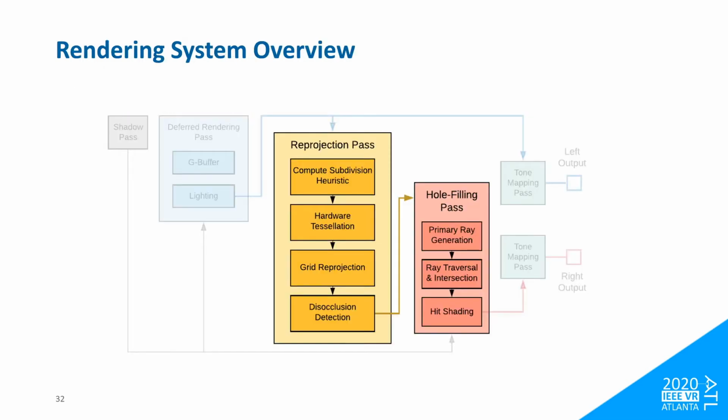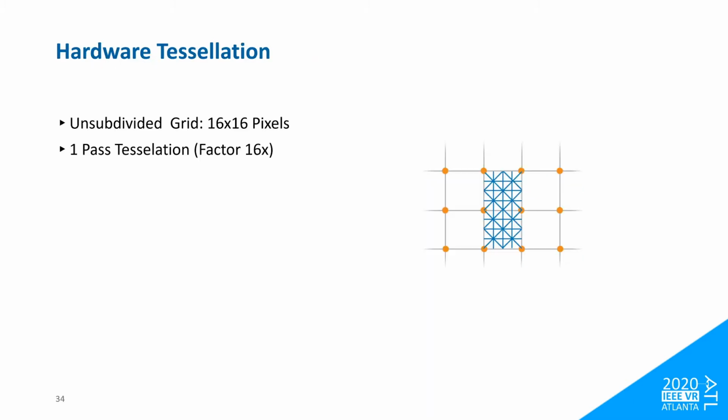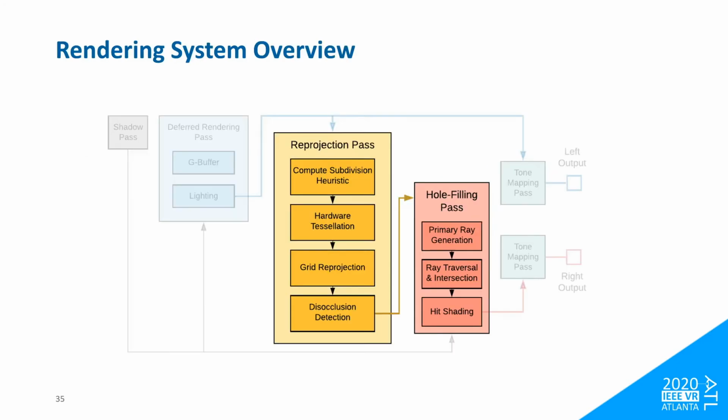Once the grid cells are marked, the subdivision can take place. We implemented this step with the help of the hardware Tessellator, as it offers a superior performance in comparison to a geometry shader. Each marked grid cell is tessellated only once and with a factor of 16. When applied to our starting grid resolution of 16 × 16, this results in a one-to-one mapping between vertices and pixels. With the correct subdivision, the grid can be reprojected into the viewport of the right eye with the mechanism described earlier.